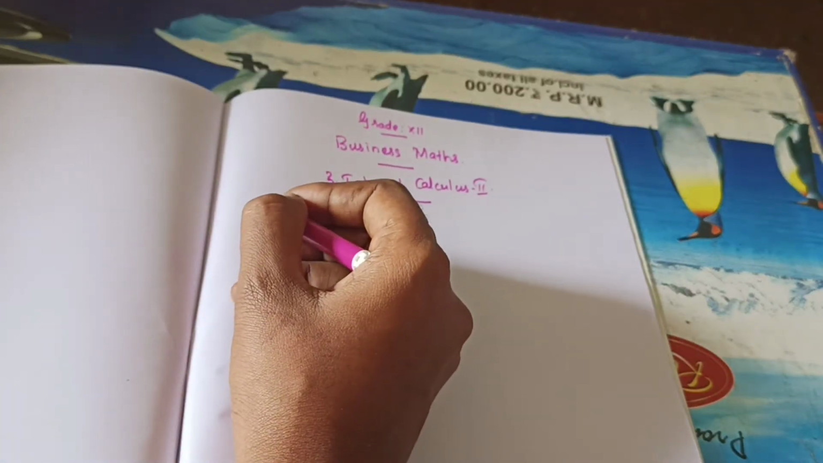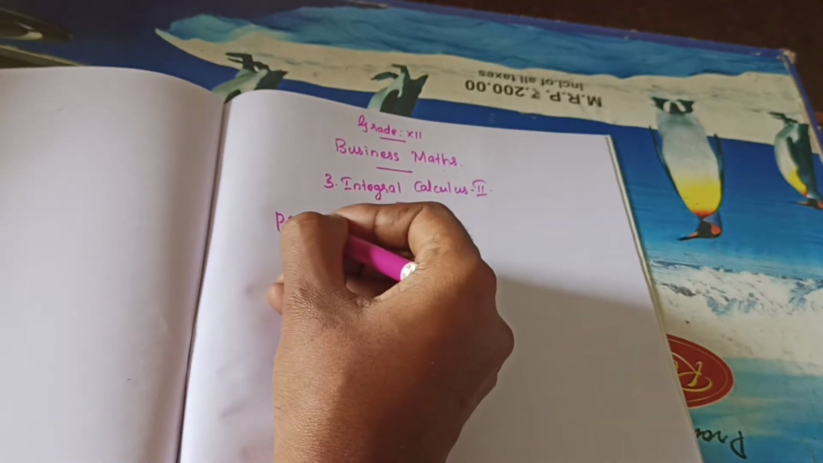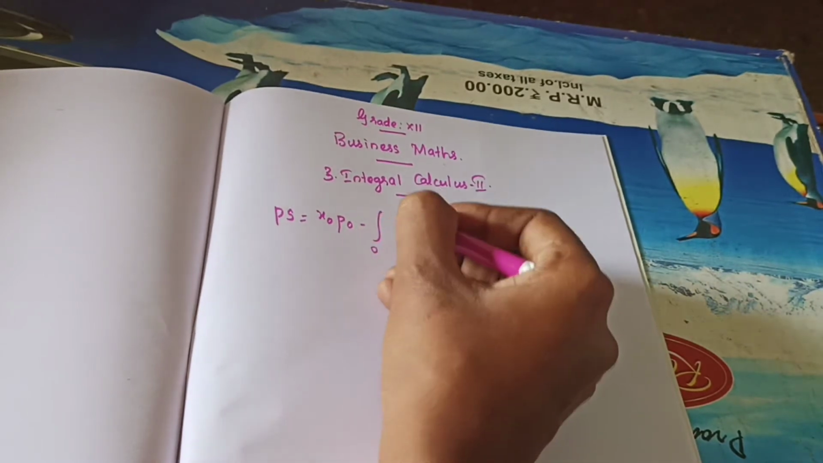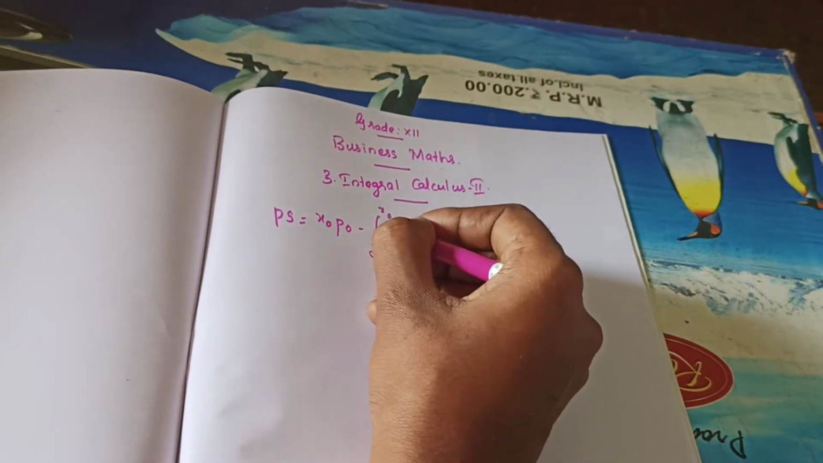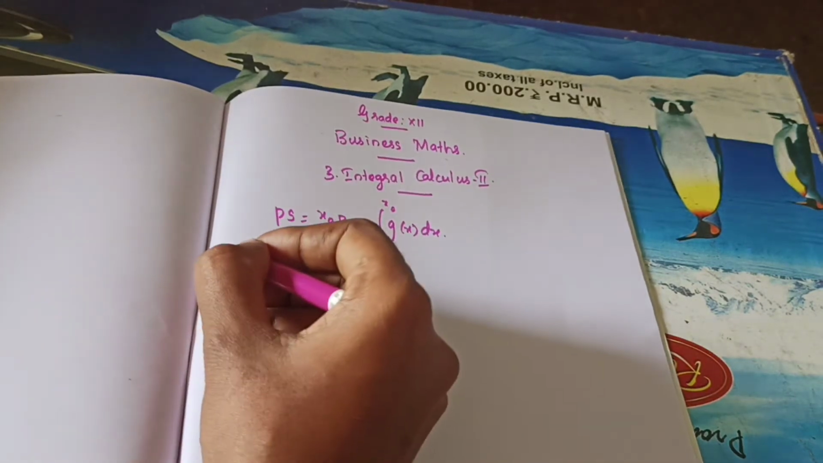We have completed the formula for producer surplus. Again I am repeating: PS equals x naught P naught minus the integral from 0 to x naught of G of x dx. Okay, so let's move to the question.